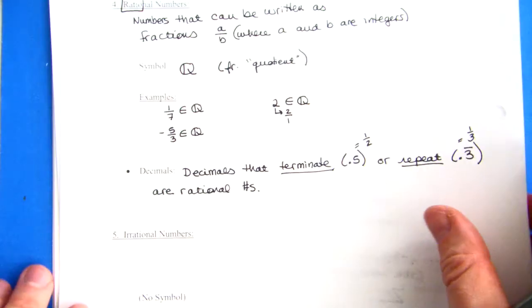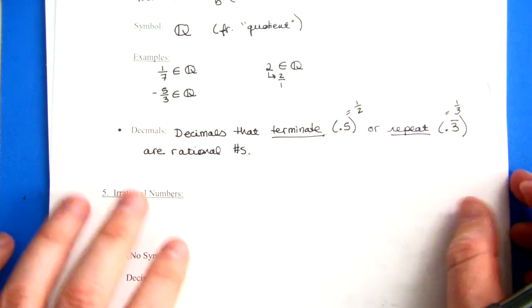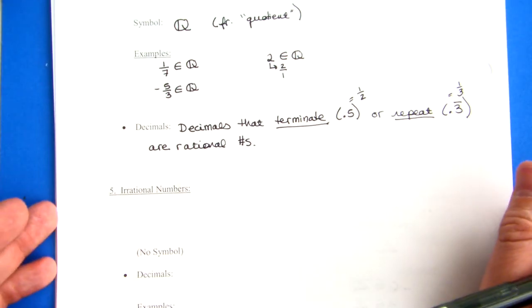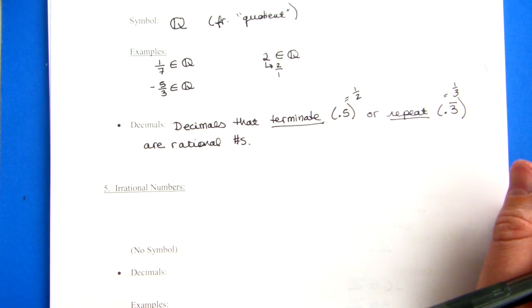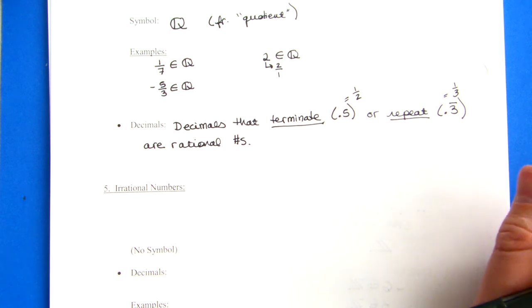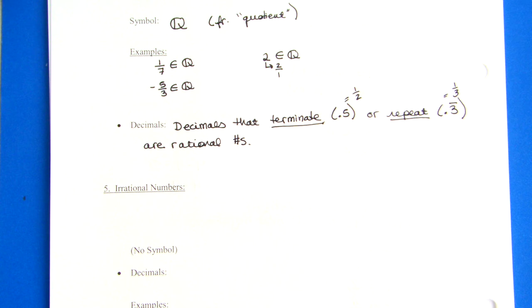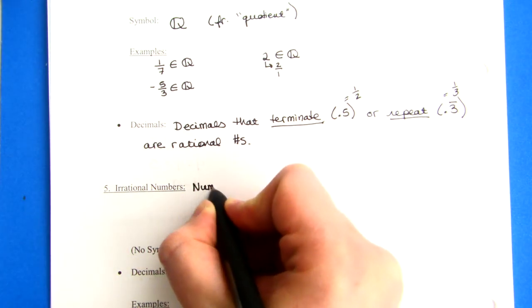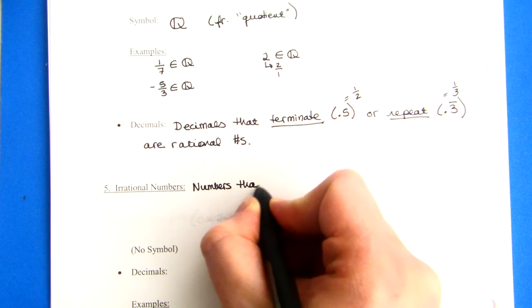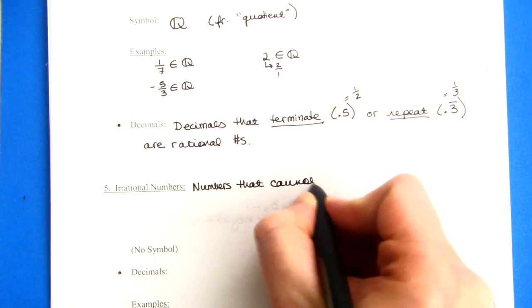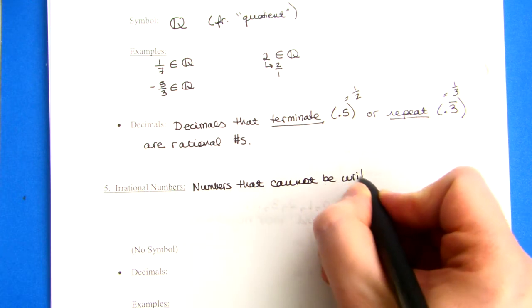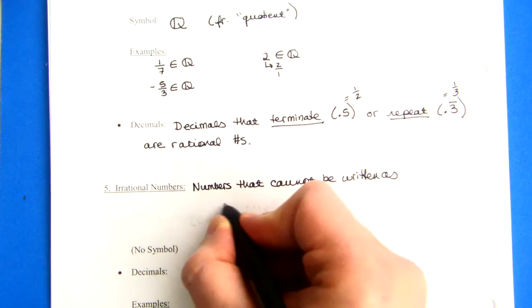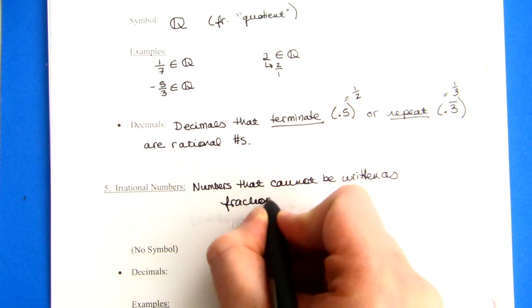Back to page 26. Not every number, though, can be written as a fraction. There are some numbers that can't, like the square root of 2, like pi. No matter how hard we try, we can't find a fraction that gives us that number. Numbers that can't be written as a fraction are called irrational numbers. I'm just going to define this as numbers that cannot be written as fractions. Irrational numbers are numbers that cannot be written as fractions.